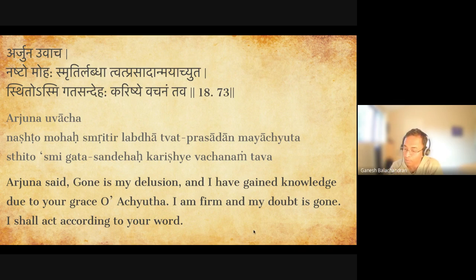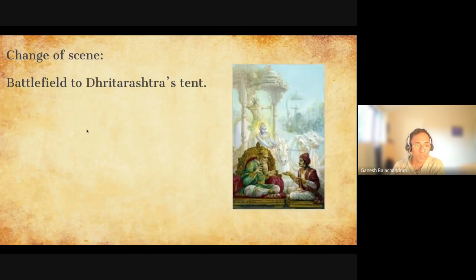And if both of them become silent, what happens usually? Who comes to the rescue? Who comes and talks? Sanjaya, the master of ceremonies, comes and concludes the Gita Samvada. So, change of scene. From the battlefield, we go to Dhritarashtra's tent. Dhritarashtra is camping at the edge of the battlefield with Sanjaya.